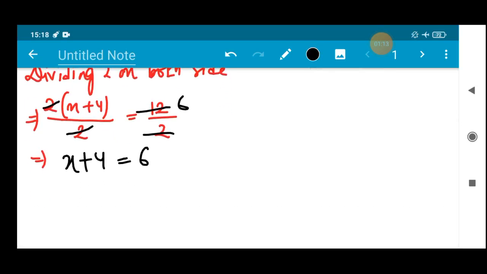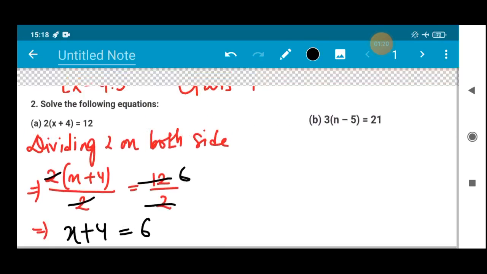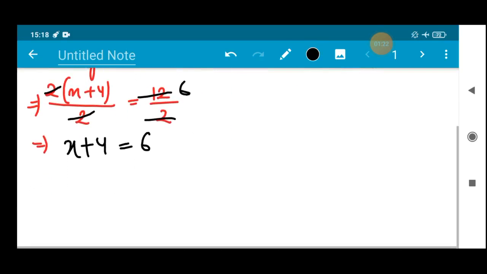Now I hope you people can correlate this sum with the previous one, that is in exercise 4.2 we have done, right? This type of sum. So here I can use directly, instead of writing minus or subtracting on both sides, I can directly transpose this 4 to the right hand side. This is our left hand side, now this is our right hand side.